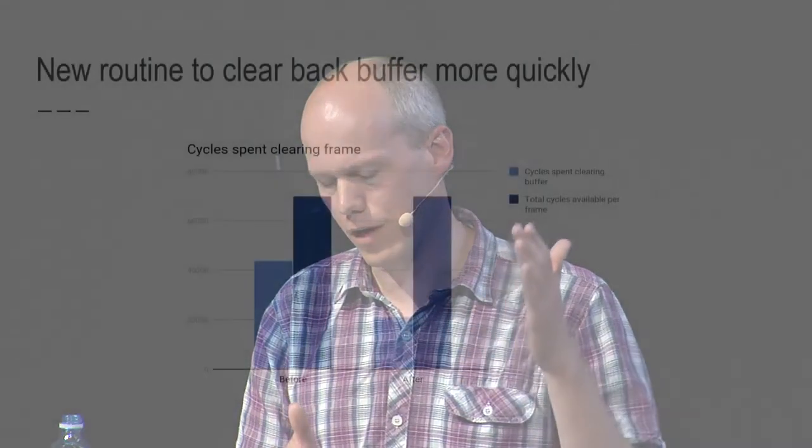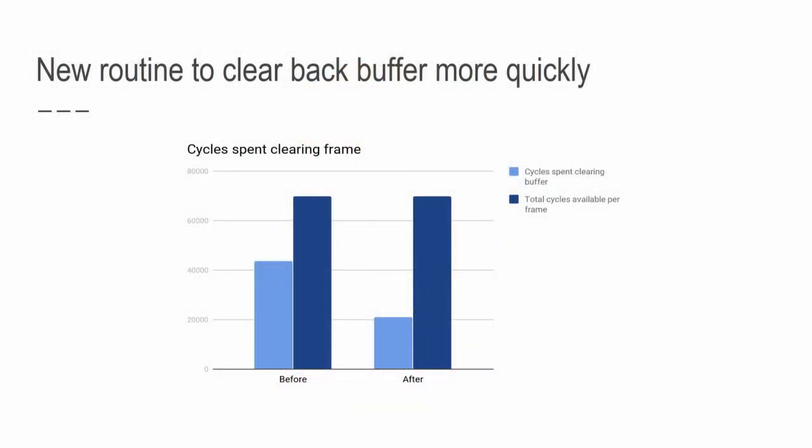This shows the number of clock cycles taken to clear the screen in the light blue bar. The dark blue bar is the number of clock cycles available in the entire frame. So you're running at 50 hertz. The big blue bar is how many clock cycles the Z80 can do in one screen update. It's about 70,000. And the clearing routine was taking somewhere over 40,000 cycles, quite a lot of time. The new faster version takes about half as much, so we're down to about 20,000. So that buys you back a lot of time. Every time you buy back an amount of time like that, it just makes the game slightly more responsive, slightly less sluggish, slightly more fun to play.